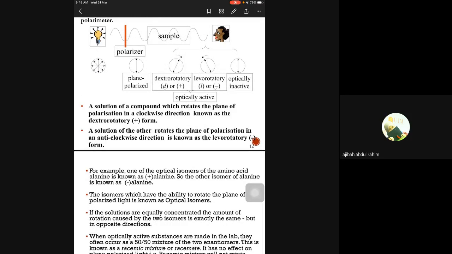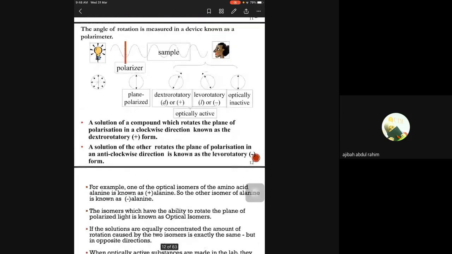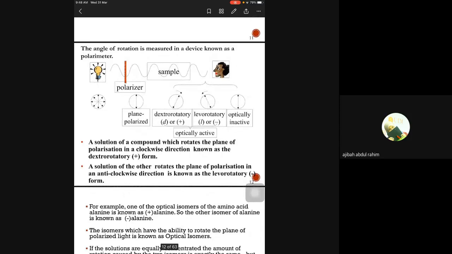So optically active compounds are those that can rotate plane polarized light. This is based on a light source and a polarizer giving out one plane of light, the light wave, and whether your organic sample can rotate this light. It can rotate it to the right or to the left. If it rotates to the right, then it will be dextrorotatory, or use the positive sign, or D. If it rotates to the left, then you can use the negative sign, or L.